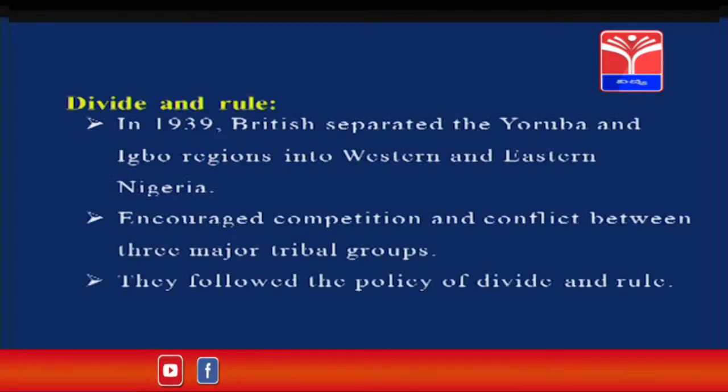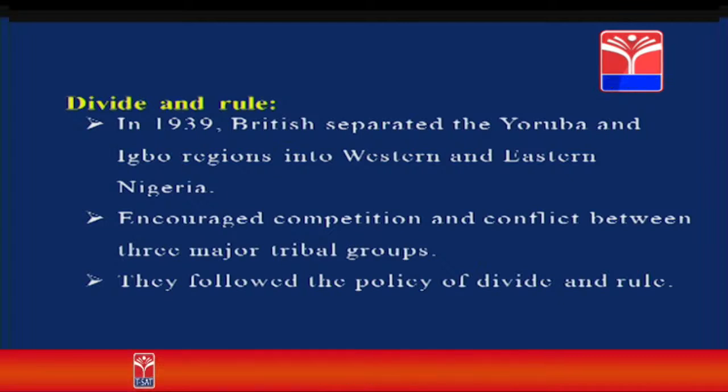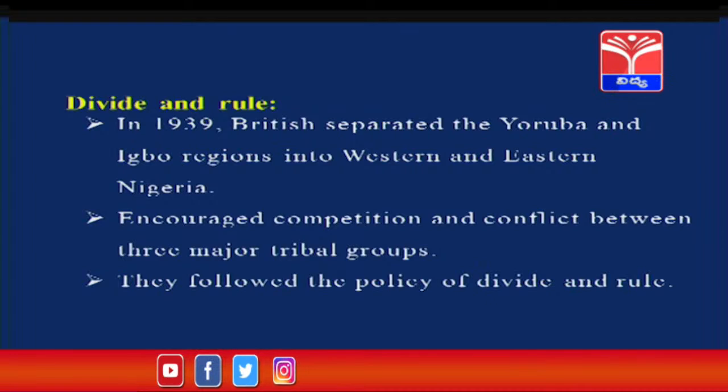Divide and rule policy. In 1939, the British separated the Yoruba and Igbo regions into western and eastern Nigeria. Children, this divide and rule policy was followed even in India. Do you remember, in 1905, Bengal was divided into East Bengal and West Bengal. So, the same policy was also applied in Nigeria. They divided the southern part into two parts, western and eastern Nigeria, with Yoruba and Igbo regions.